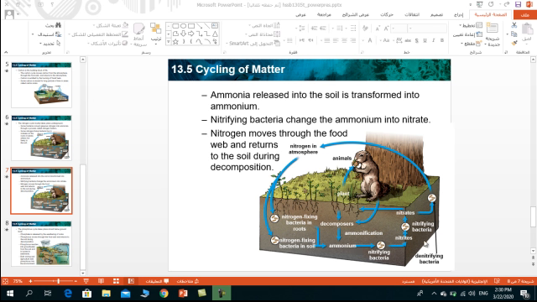Let's see another process. After the conversion to nitrates, there is another process known as denitrification. There is another type of bacteria, denitrifying bacteria. These bacteria use the nitrates as an oxygen source. They take this oxygen and release nitrogen gas into the atmosphere as a waste product.